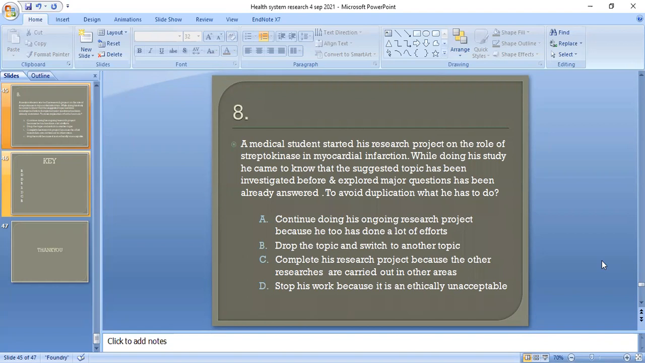B is the right option, because if the relevant research has already been done and it cannot generate new answers or new information, then he has to drop his topic and switch to another topic.